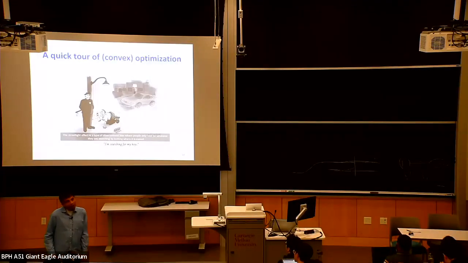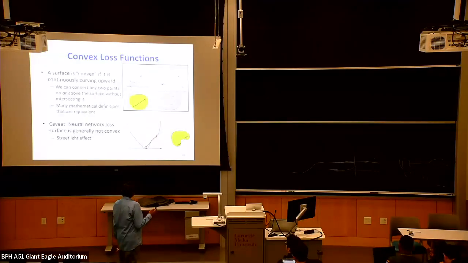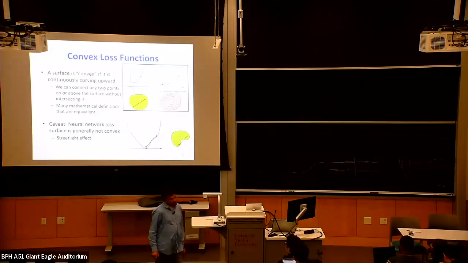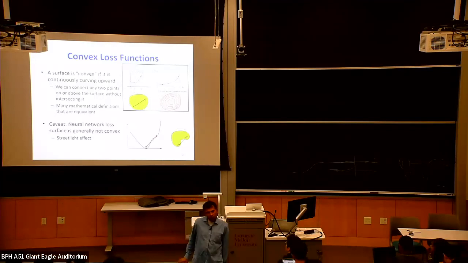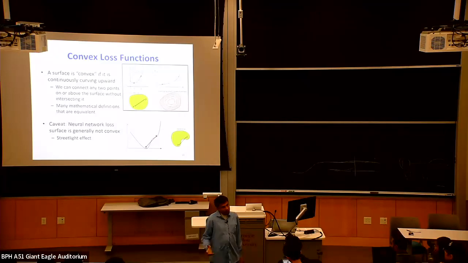So we're going to look at convex optimization briefly, right? Convex optimization is the problem of optimizing or minimizing convex functions over convex sets. How do you understand a convex function? What is a convex function?